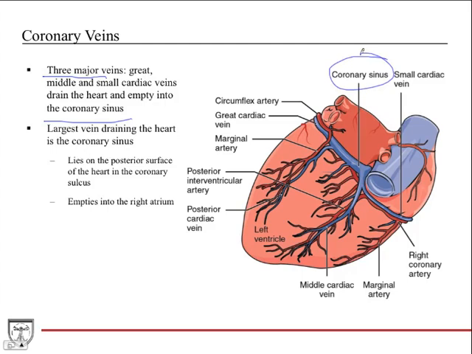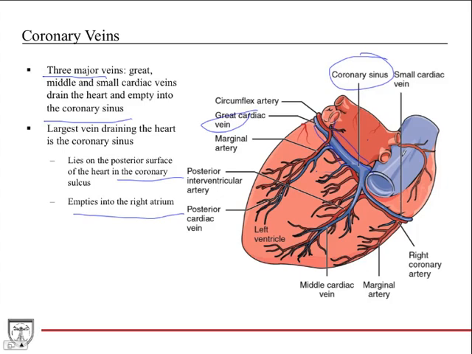You can see the coronary sinus labeled here. Here it is traveling right here. And it's the largest vein draining the heart. And as you can see, the great cardiac vein, which is coming around from the anterior surface, comes into it right here. And it lies on the posterior surface in that coronary sulcus, so that depression in the surface between the atria and the ventricles. And it empties right into the right atrium.